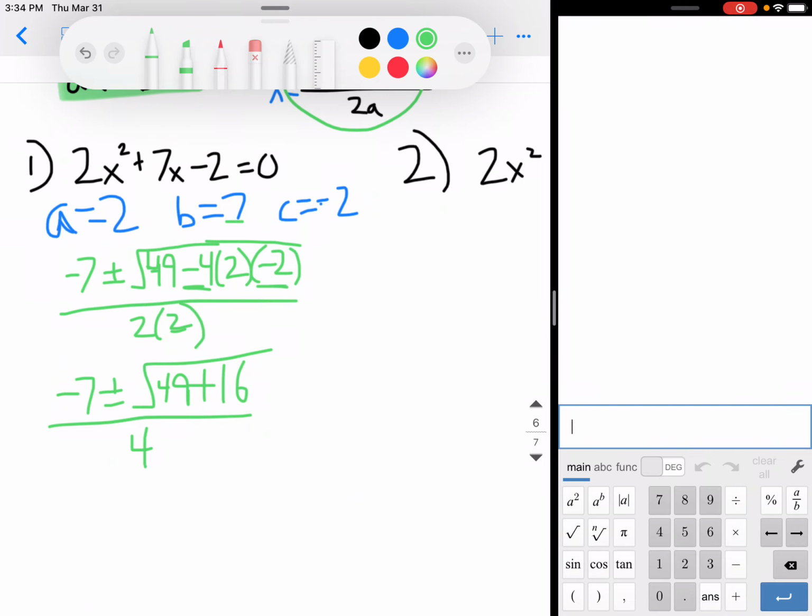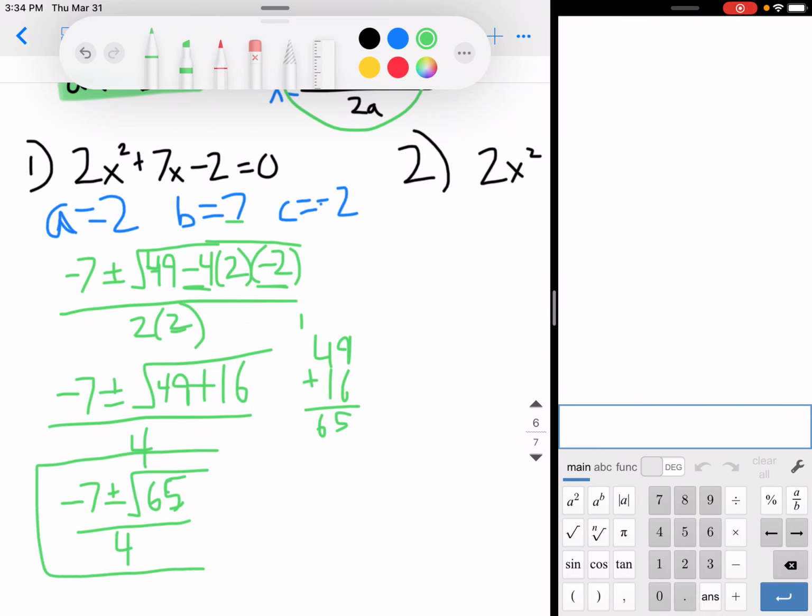All right, go one step further. -7 plus or minus, and then I add 16 and 49, so 49 plus 16. That's going to give me 5, carry the 1, 65. The square root of 65 all over 4. All right, this right here is my answer. And in there are two answers. So we have the version that has the plus, and we have the version that has the minus.